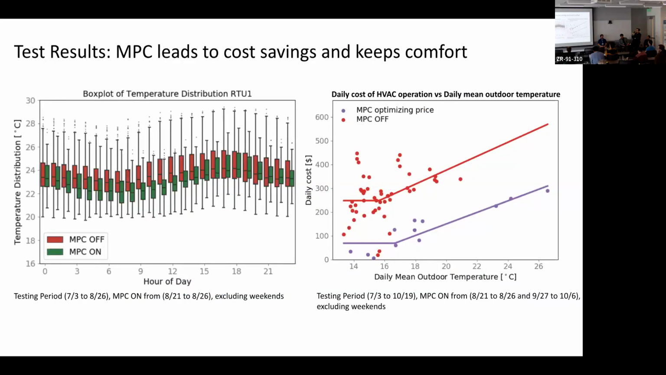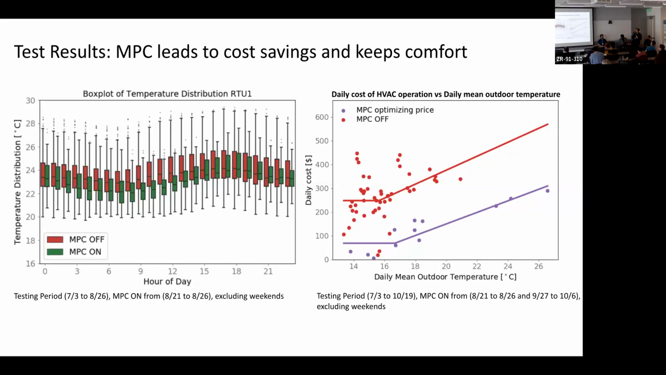which is very similar, the same kind of box plot for the same period, but in this case we are looking at the temperature distribution in one of the zones. You can see that the MPC, during the early hours of the morning, actually lowers the temperature in the building with respect to the default operation.